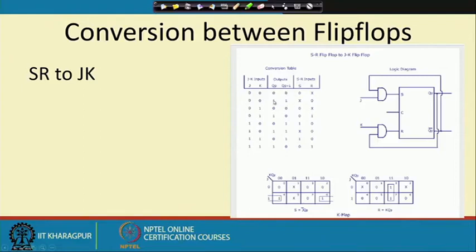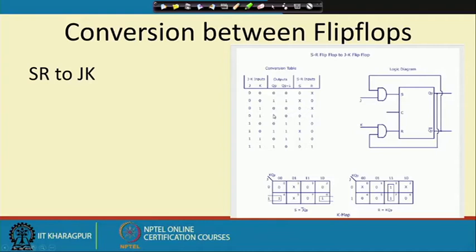Similarly, if the current value is 1 and the next value expected is also 1, then what is to be done? You can ignore the value of S. We can feed 1 or 0 to S, but you have to feed a 0 to R, because if you set R to 1, then this will change to 0. So, what is restricted is that R must be equal to 0. So, we should get 1 x here. Similarly, if the current state is 0 and the next is also 0, it is the same thing, so here also 0 x.